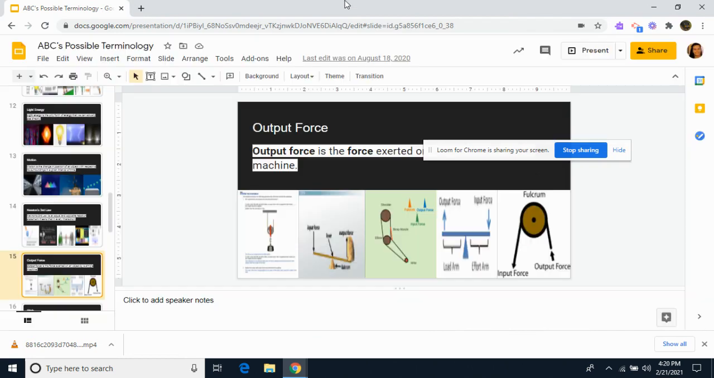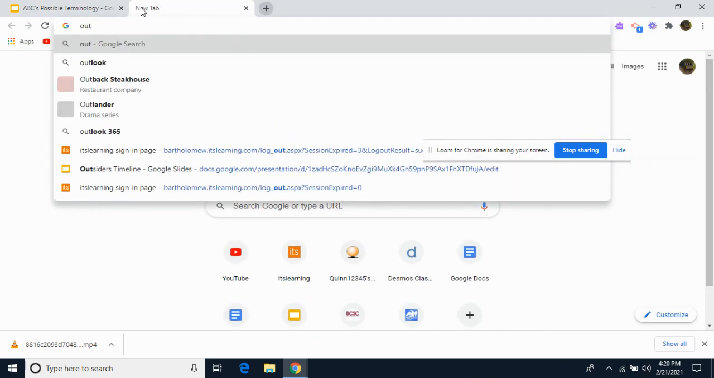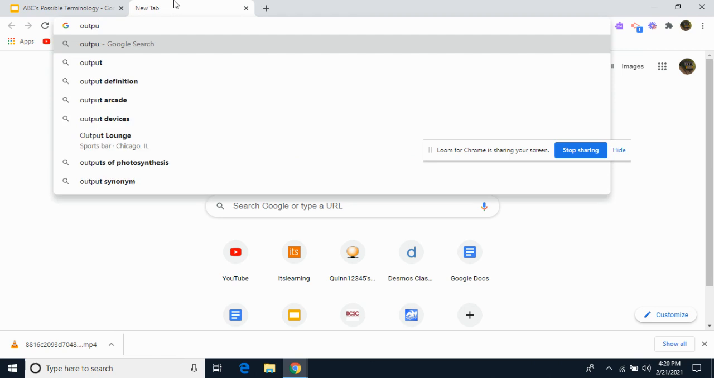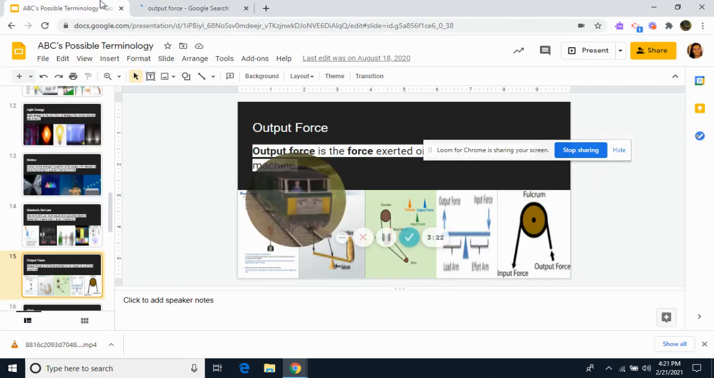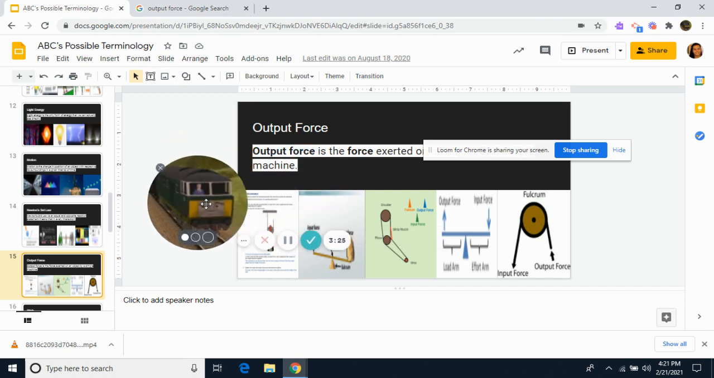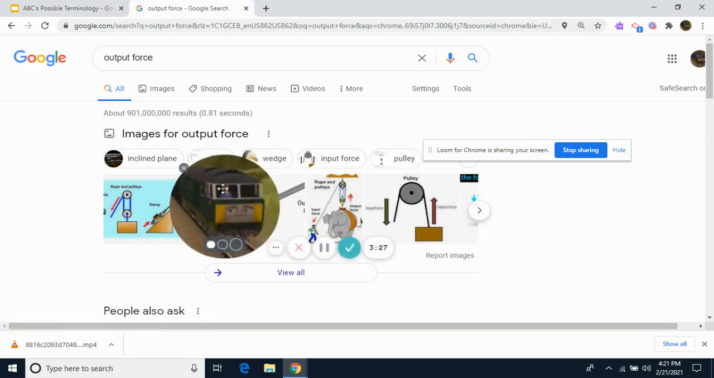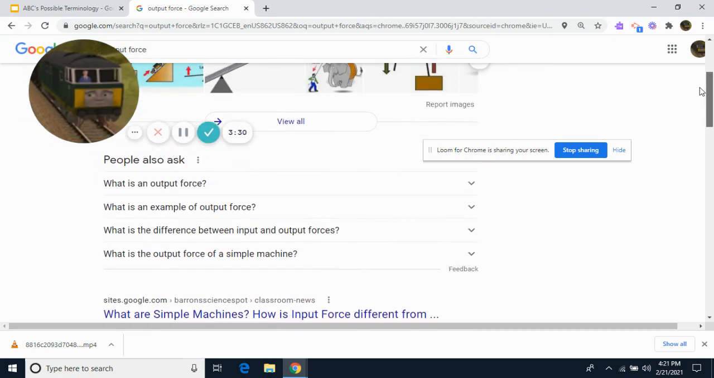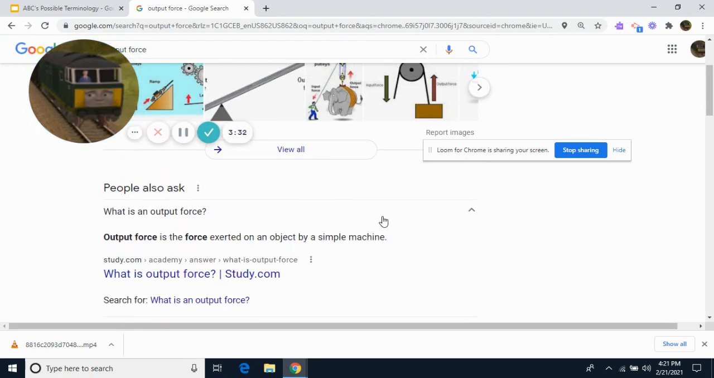Okay, so I'm gonna do a quick question about the output force. I'm gonna see what the questions are. All right, there we go. Many people just say things like, what is an output force? An output force is the force exerted on an object by a simple machine.